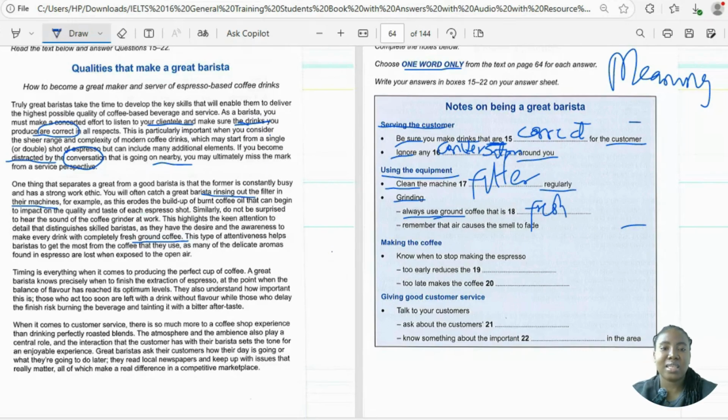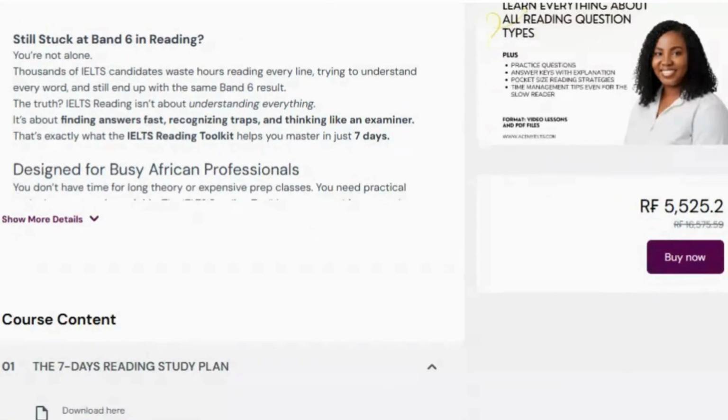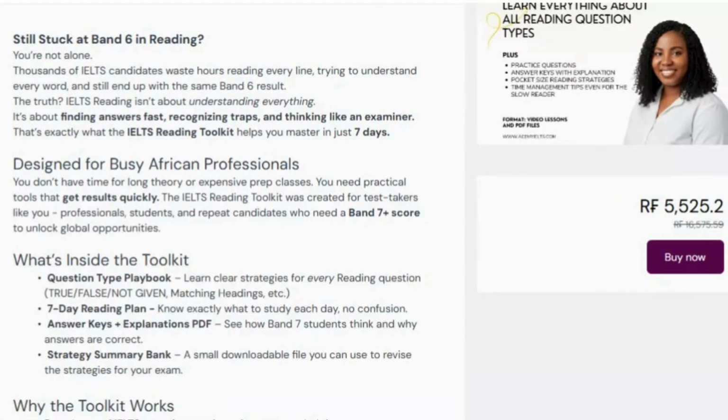All right, so that is how to use the three-step method to answer your IELTS question correctly for questions that have to do with this particular question type. Like I said, this three-step method does not apply to all question types. And so if you want a full breakdown on all question types and how to go about it, grab the IELTS Reading Toolkit, where we have videos that explain every question type that you're likely to meet in the IELTS exam.